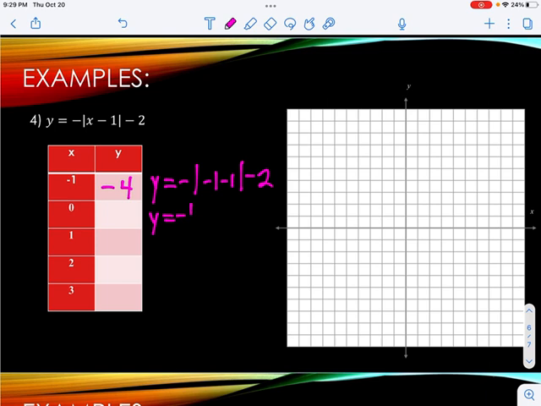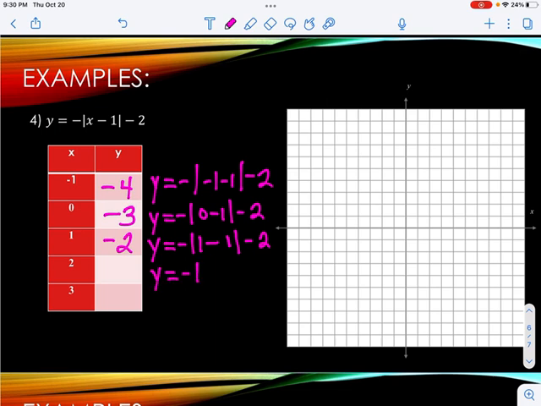Then I go to 0. Now, as you can see, there's a lot of negatives floating around on this, so be very careful. 0 minus 1 is negative 1. Absolute value of that is 1. Negative of that is negative 1. Minus 2 is negative 3. Go to the next one. So here we have 1 minus 1 is 0. Absolute value of 0 is 0. Negative of that is still 0. Minus 2 is negative 2.